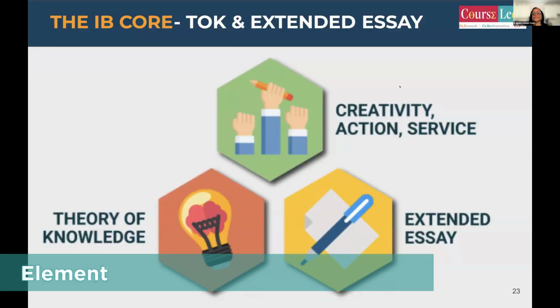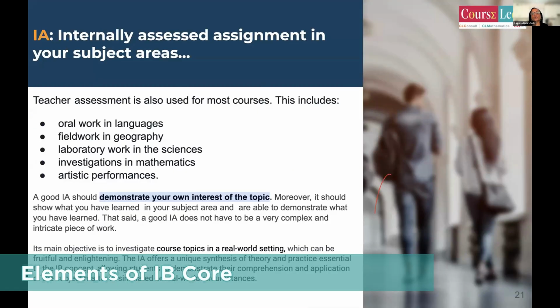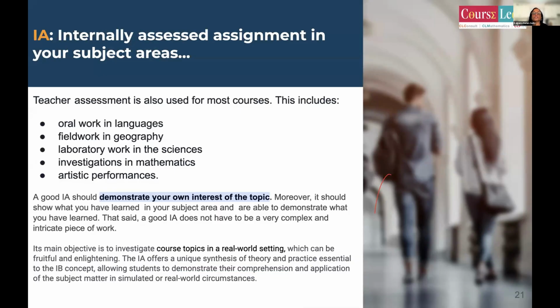Now, the IB core, as I said, is extended essay, theory of knowledge, and creativity, action, and service. So a good IA should enable the student to demonstrate their strong interest in that subject through a specific topic that they select. Moreover, it should be something that they have learned in their subject area, and they're able to demonstrate how they've learned it, what is the process.